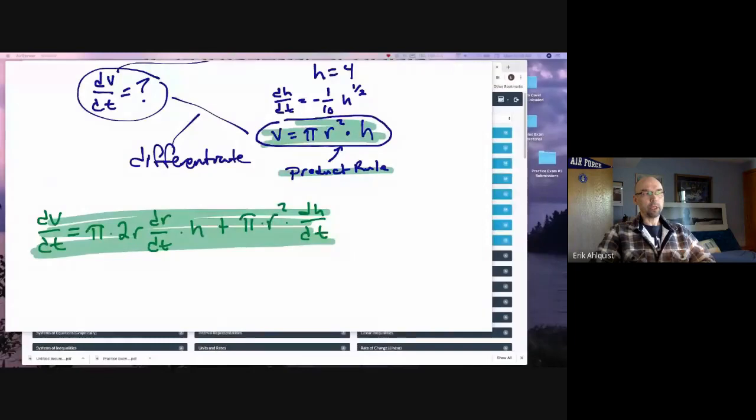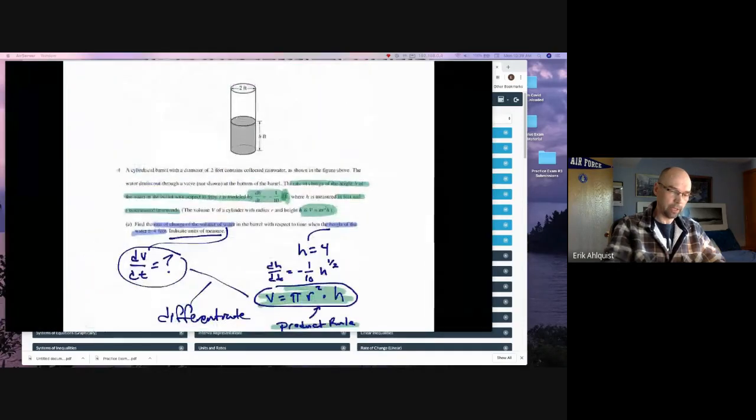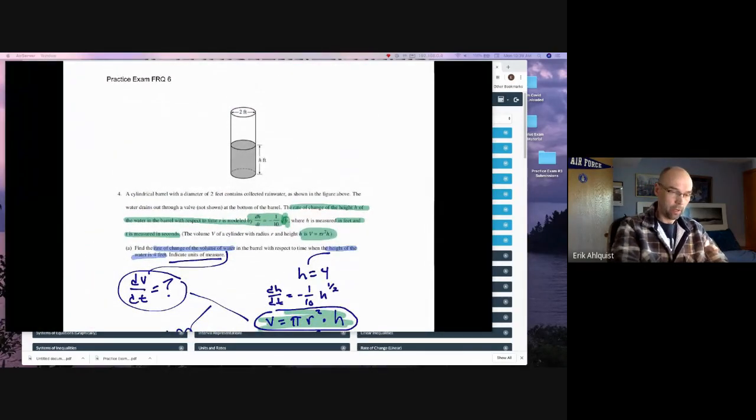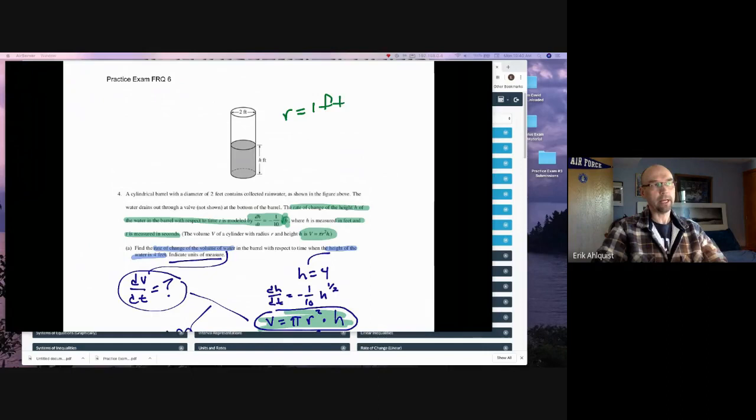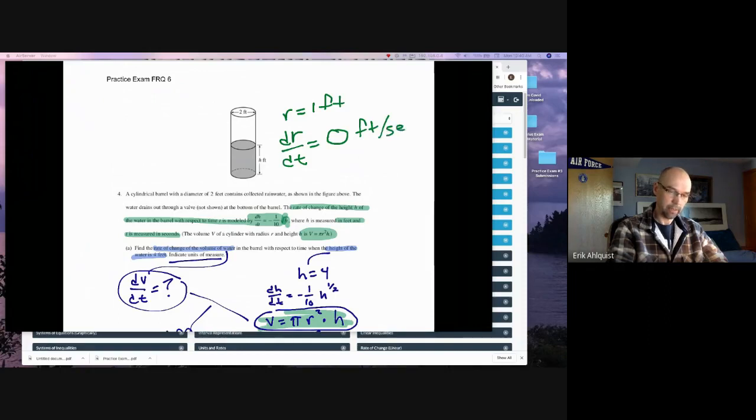So at this point, you actually have everything that you need in this problem. There's a couple of things you have to realize, though. If we go back up to the stem of this problem, we know that r is equal to 1 foot, because if the diameter is 2 feet, the radius is 1 foot. And the other thing we know is the rate of change of the radius with respect to time, dr/dt, is always going to be 0 feet per second. And the reason it's 0 is the radius doesn't change.